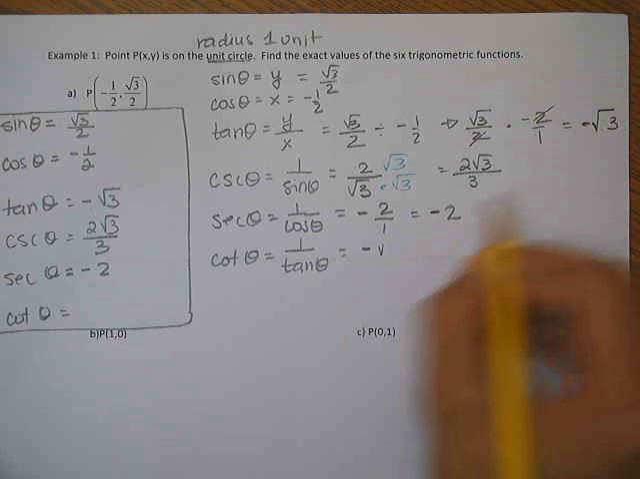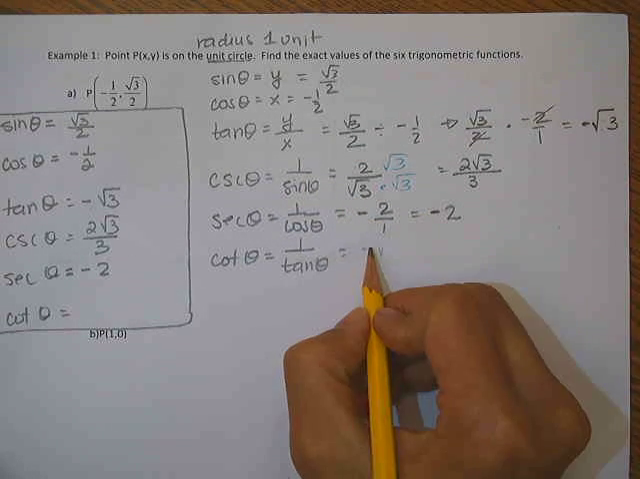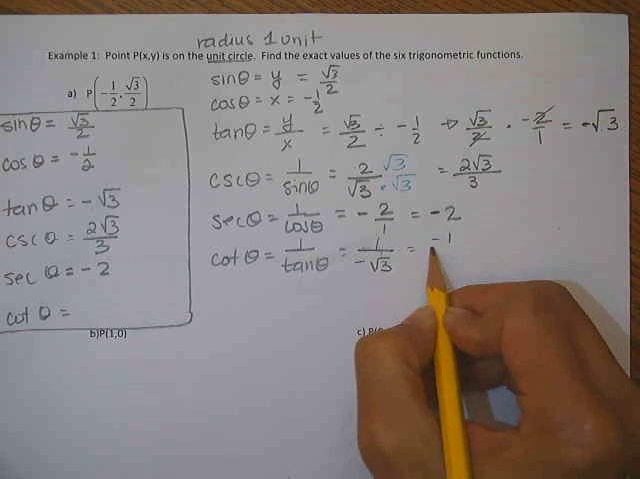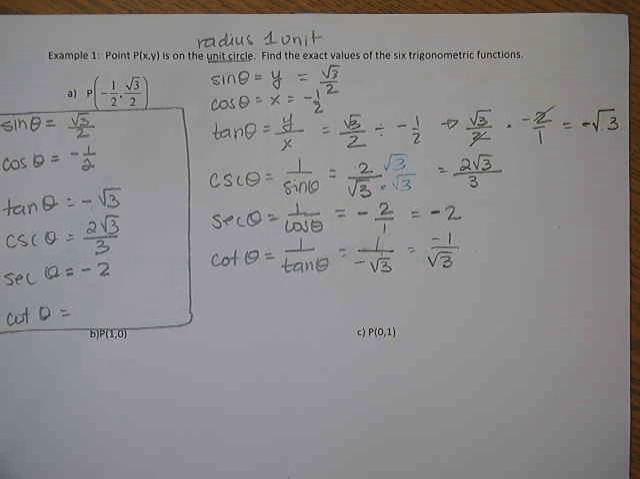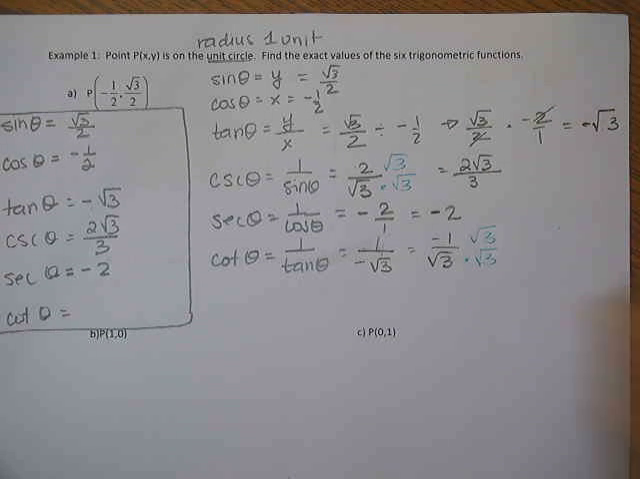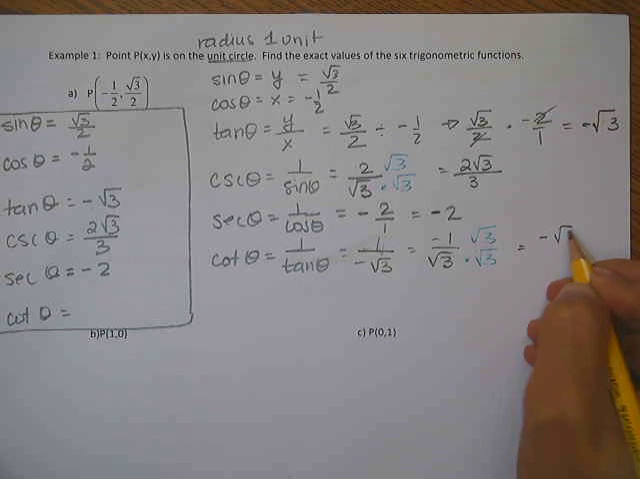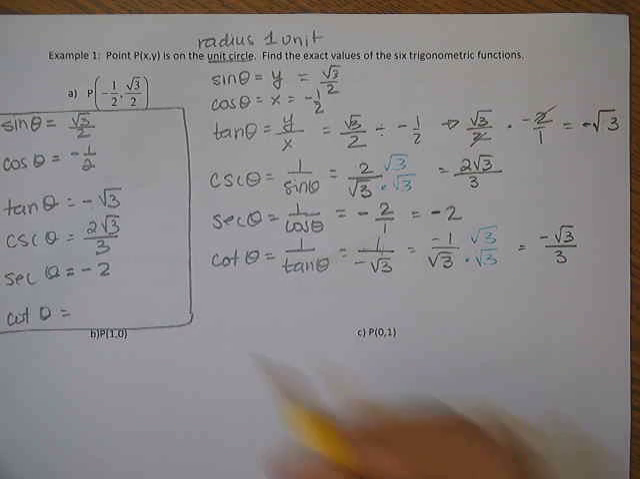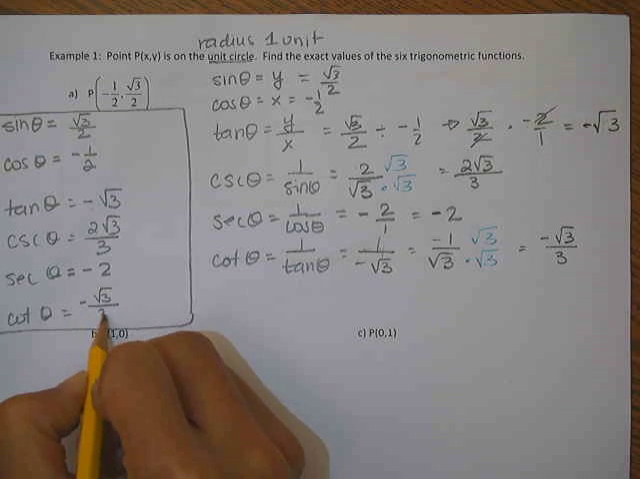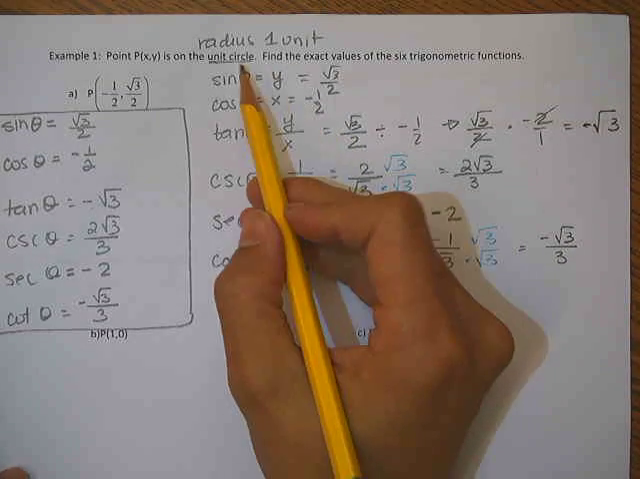So I'm going to take my tangent and flip it. If I flip it, I end up with 1 over negative rad 3, which is the same thing as negative 1 over positive rad 3, by the way. So I need to rationalize my denominator. Multiply this by rad 3, and I end up with negative rad 3 over 3. And that's my final answer for cotangent of theta: negative rad 3 all over 3. Okay? So that's what happens when you have a point on the unit circle.